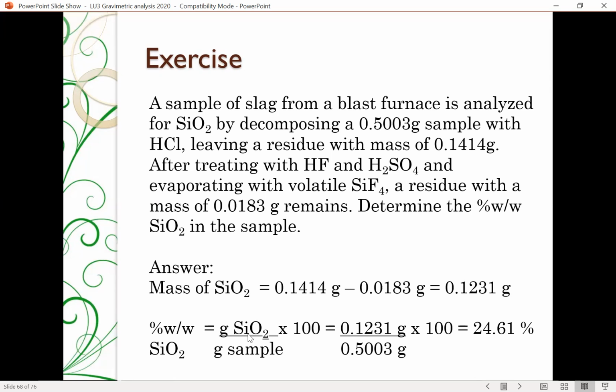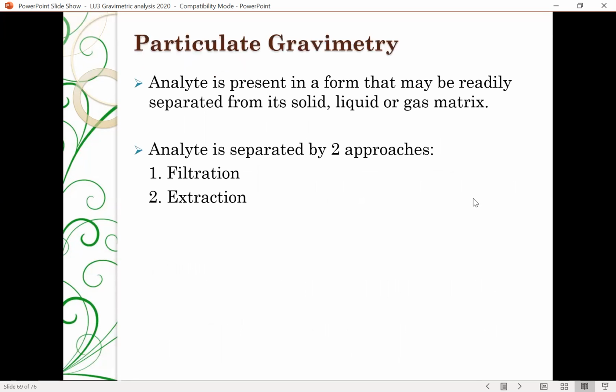Okay, so how do you determine the percentage weight to weight? You already know the gram of SiO2, which is 0.1231, divided by the gram of sample. Okay, the original sample is 0.5003 gram, times 100%, so you get 24.6%.